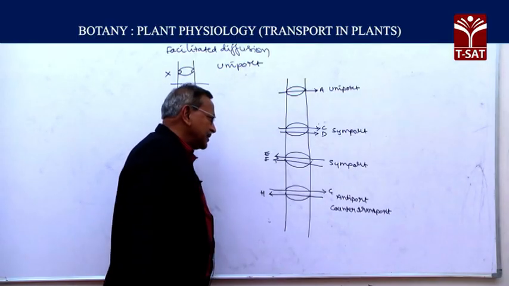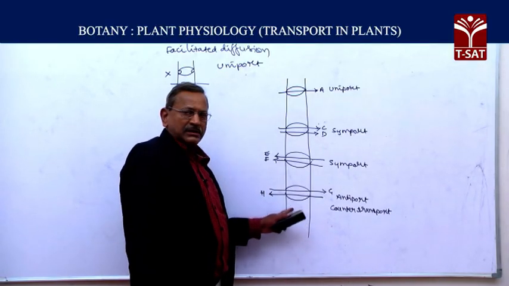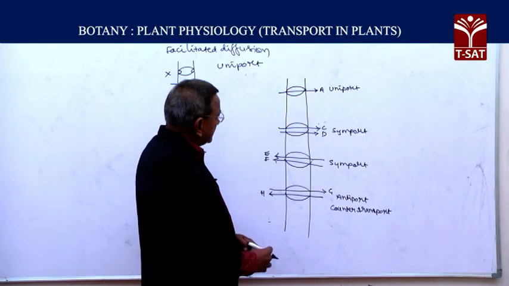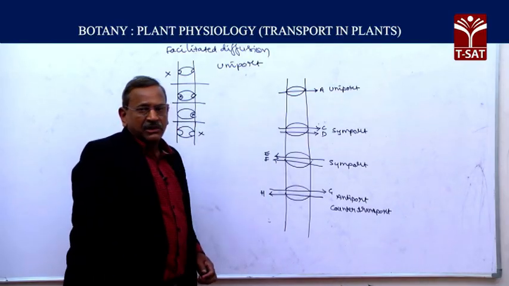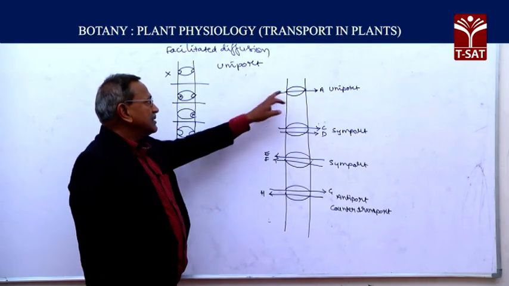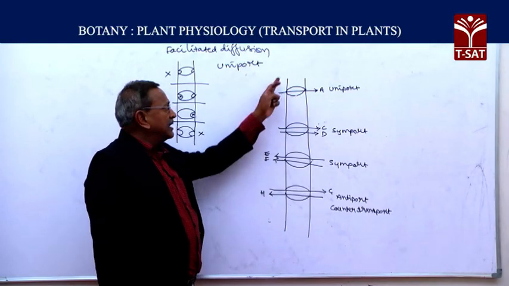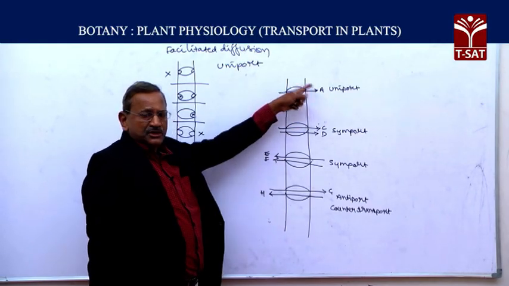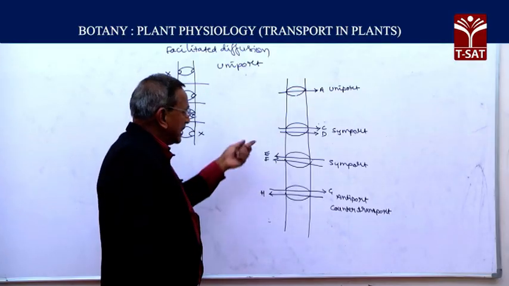And the carrier protein is called antiporter. So this represents the three types of carrier proteins involved in facilitated diffusion. One is uniport, where one ion or one solute is transported in one direction only.